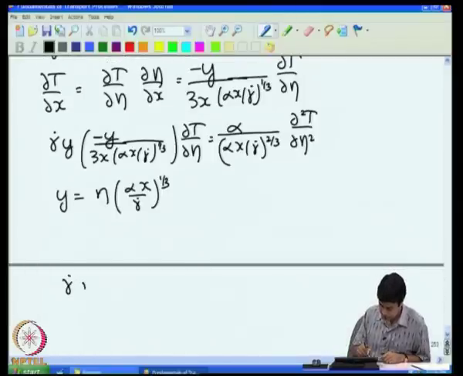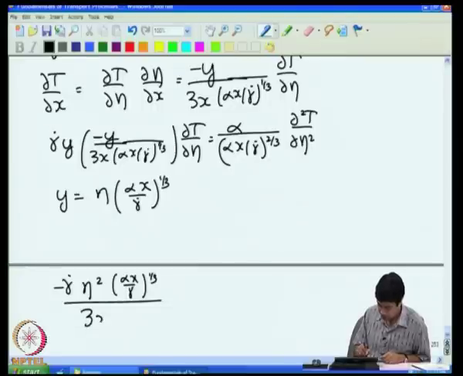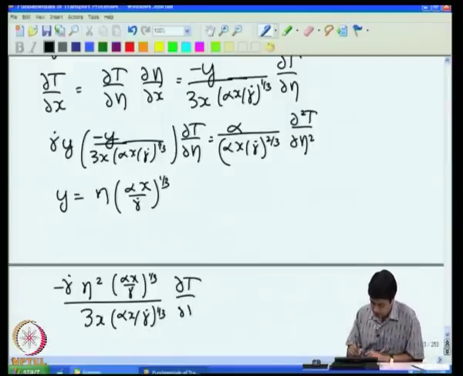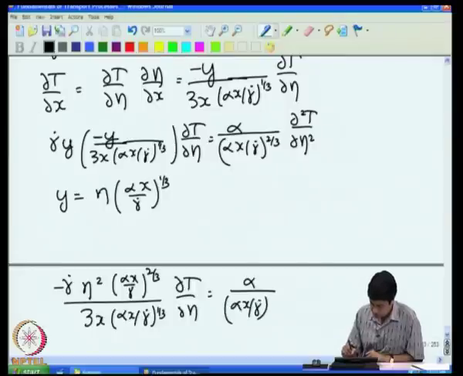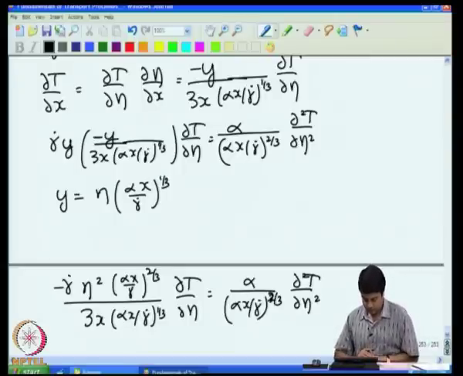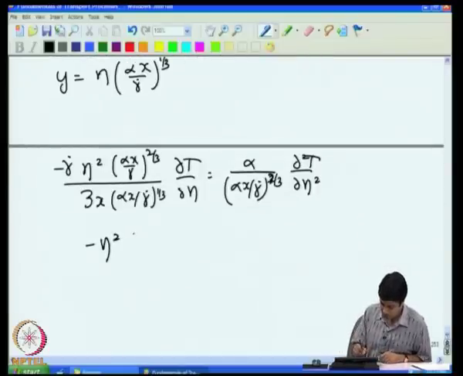So, I will get gamma dot eta square into alpha x by gamma dot power 1/3 by 3 x into alpha x by gamma dot power 1/3, dT by d eta is equal to alpha by, should have 2/3 here, power 2/3, d square T by d eta square. And you can easily verify that all of these terms will cancel out finally to give you minus eta square dT by d eta is equal to d square T by d eta square.